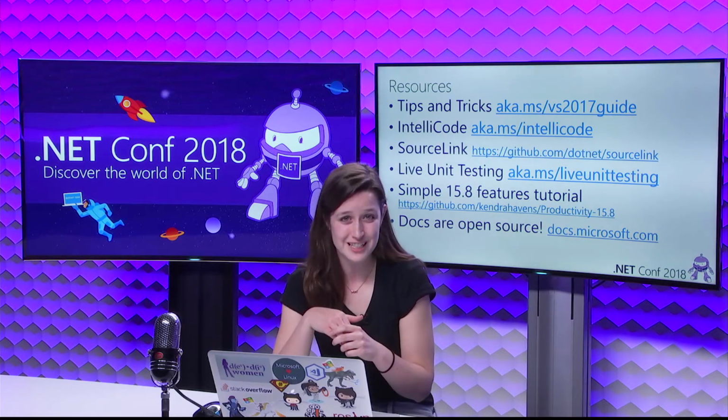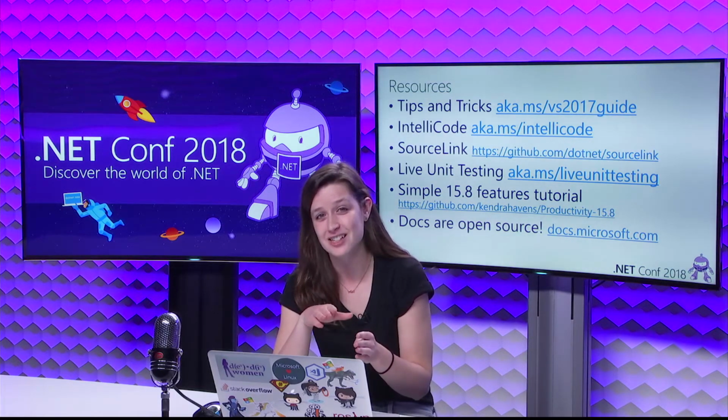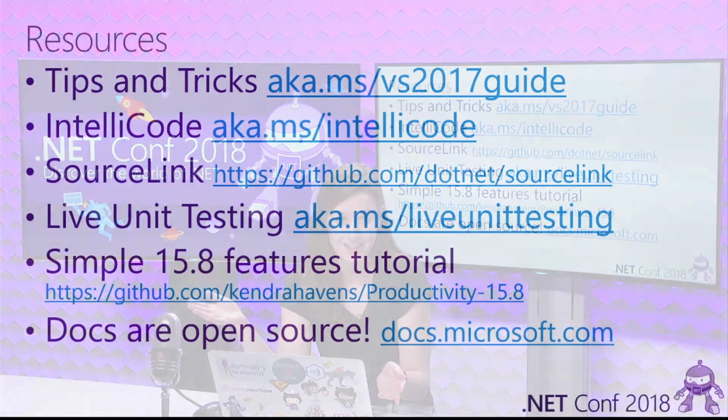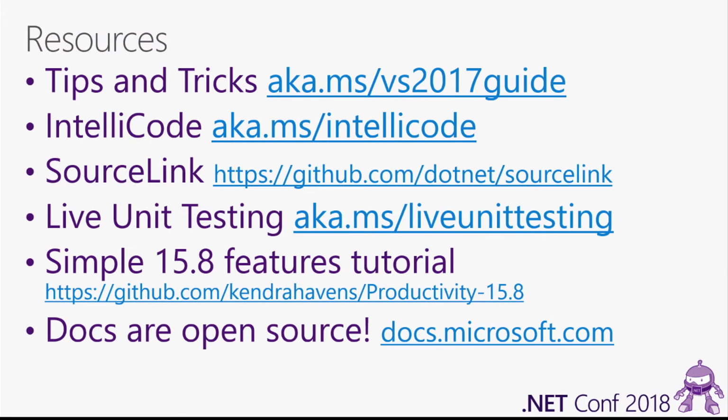You can go and grab the IntelliCode extension at aka.ms/IntelliCode. And if you are a NuGet package maintainer and you'd like to enable SourceLink for the people consuming your package, you can go to github.com/dotnet/SourceLink to find more information about how to hook up your source and how to publish your reference with what you need to enable SourceLink. Throughout the demo, I used live unit testing. That is an enterprise-only feature. You can learn more about it at aka.ms/live-unit-testing.